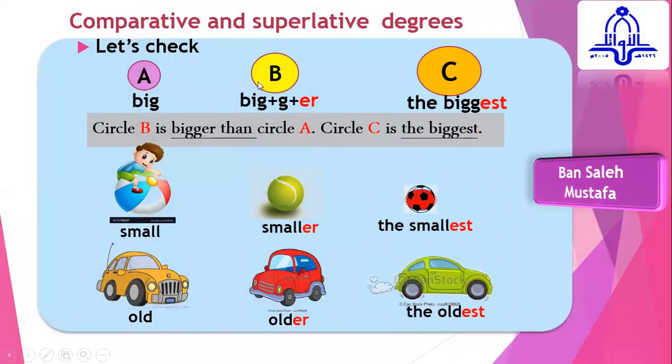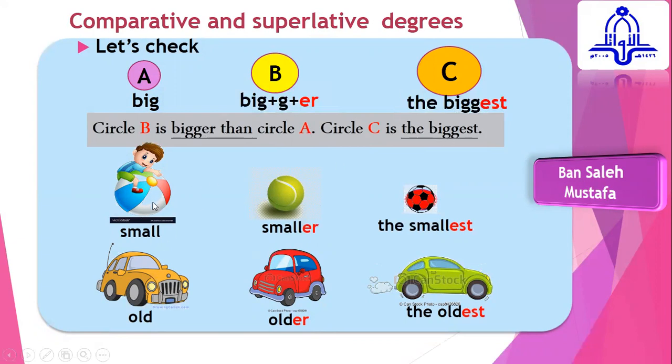Here we have examples from your books, comparative and superlative degrees. Circle A is big, circle B is bigger, and circle C is the biggest. Here we have circle B is bigger than circle A. الدائرة B هي أكبر من الدائرة A is bigger than. لاحظوا ضعفنا G وضفنا ER than في المقارنة. While circle C is the biggest. The superlative the biggest الأكبر.